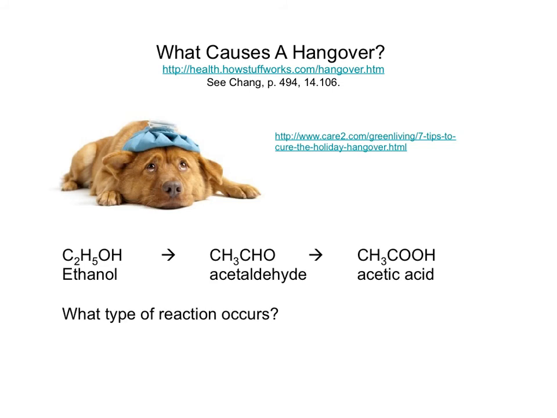Here's another biological catalyst. When we drink alcohol, which is ethanol, our body uses an enzyme to convert the ethanol to acetaldehyde. Acetaldehyde is very toxic to our body, so a second enzyme converts the acetaldehyde to acetic acid, or vinegar. The problem is there's only a limited amount of that second enzyme, so if a person drinks too much, not all of the acetaldehyde gets converted to acetic acid. It's the acetaldehyde that causes a hangover.